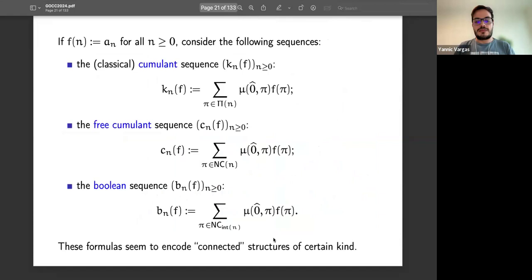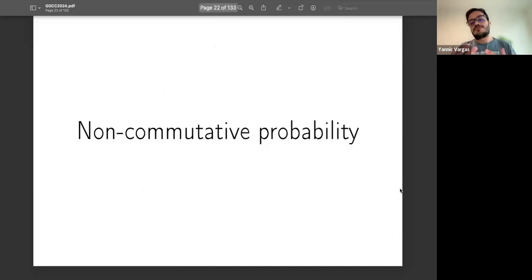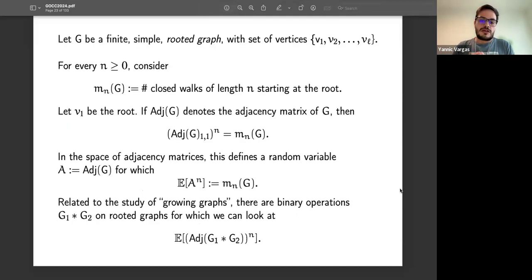Okay, so again, here is the definition of this new sequence from a fixed sequence. I may also say that this formula encodes some notion of connectedness that I will talk about at the end of this talk. So again, the purpose of this talk is to understand those identities. Now let me show you where this comes from.